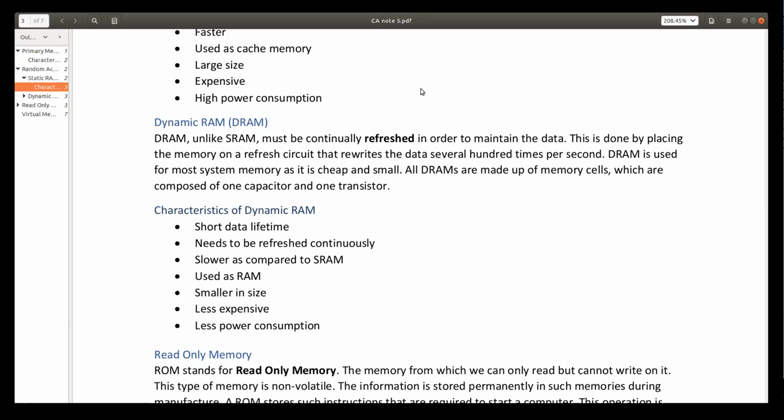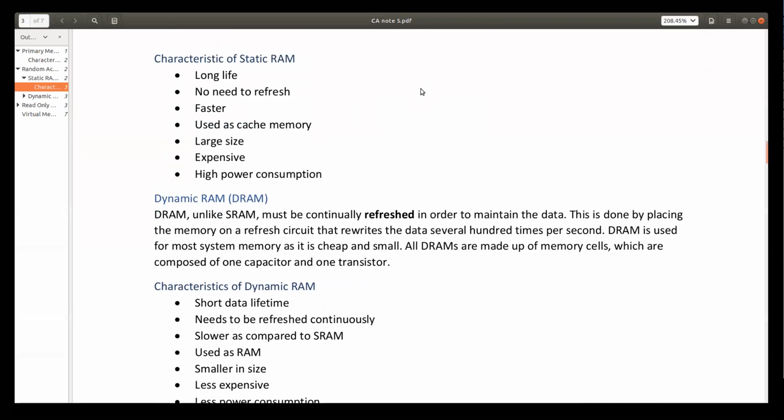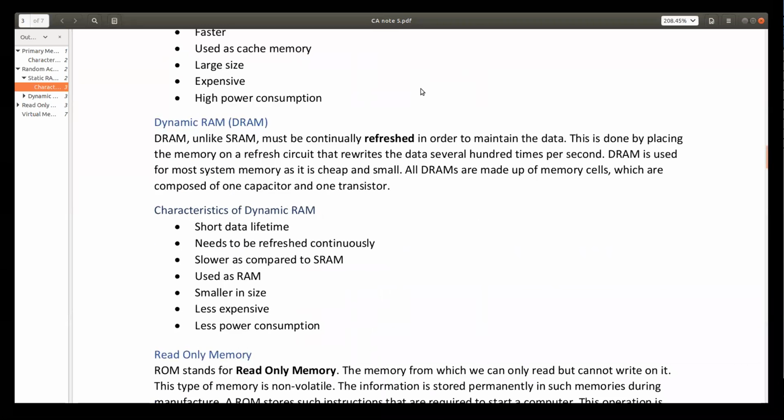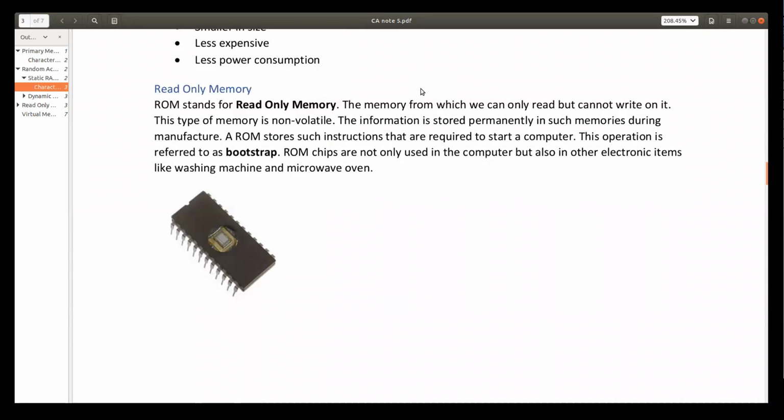Right. So these are basically about the RAMs. Static RAM, dynamic RAM. RAM is a primary memory, and it is volatile in nature. These are the key points about RAM. Now let us find out another type of primary memory, which is known as ROM. Now what is ROM? As I told you, it is known as read-only memory.